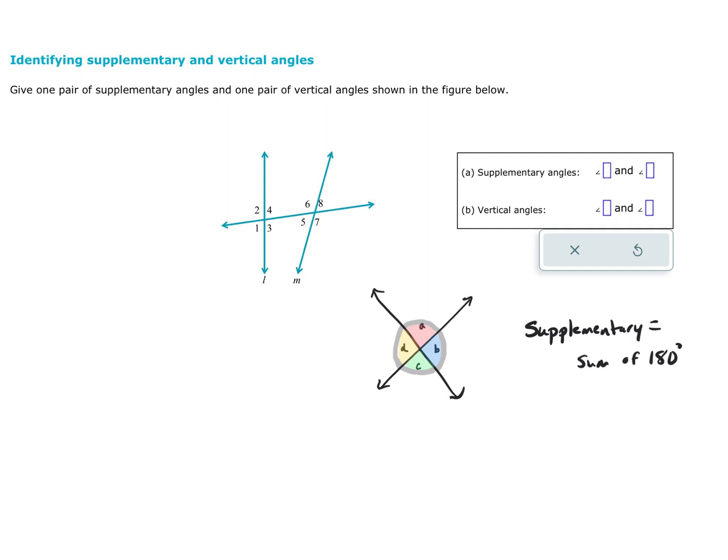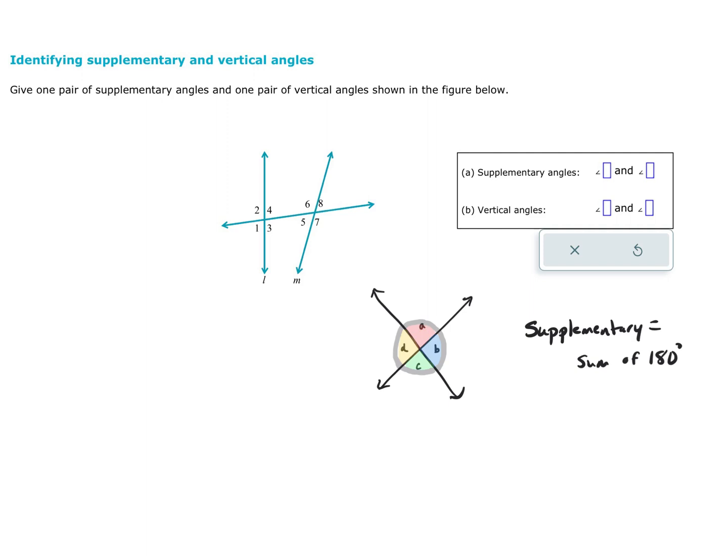We can also do a little bit of math and figure out that vertical angles will always be congruent, meaning that they will always have the same angle measure. Because if we add these two angles together and they're equal to 180 degrees, and these two angles are also equal to 180 degrees, and B didn't change, A and C would have to be equal to each other.